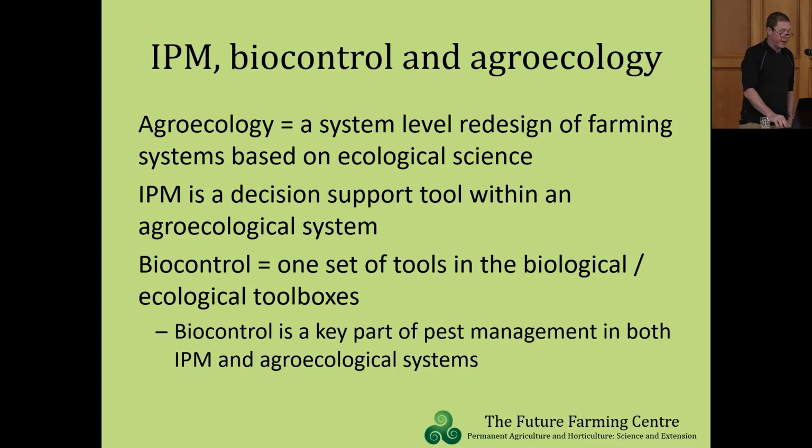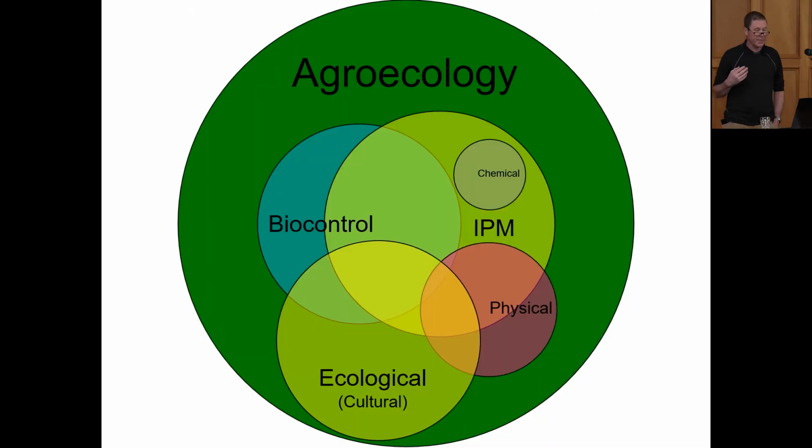Let's look at this as a diagram because it's probably a bit easier to understand. So agroecology, the whole shooting match. Within that you have the 4 toolboxes of physics, ecology, biology and chemistry. But I've changed the size of those circles now to emphasise that biocontrol, biology and ecology are the main toolboxes. Physics is your kind of backup, and chemistry is the last resort, so it's the smallest toolbox now.